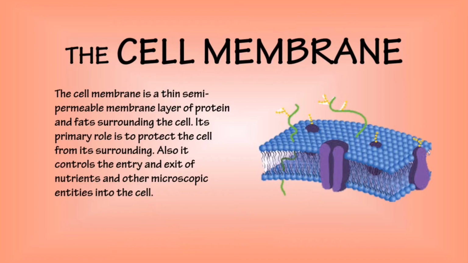The cell membrane. The cell membrane is a thin semi-permeable layer of protein and fats surrounding the cell. Its primary role is to protect the cell from its surroundings. Also, it controls the entry and exit of nutrients and other microscopic entities into the cell.